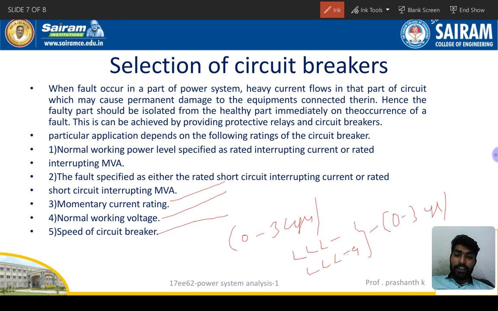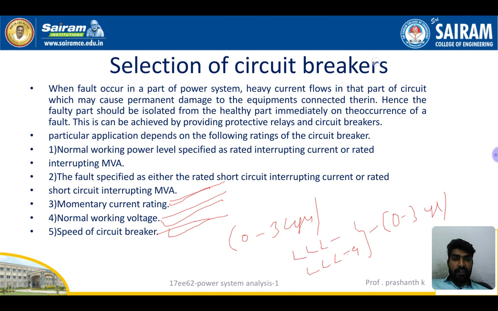We have to study how exactly the circuit breaker operates. It is a must to isolate the faulty part from the healthy part immediately on the occurrence of the fault. So we have safety devices, and the particular application depends on the following ratings of the circuit breaker: normal working power level, the rated short circuit or interrupting current, the short circuit MVA (megavolt ampere), the momentary current rating, the normal working voltage, and the speed of the circuit breaker, which is very important in selecting it.